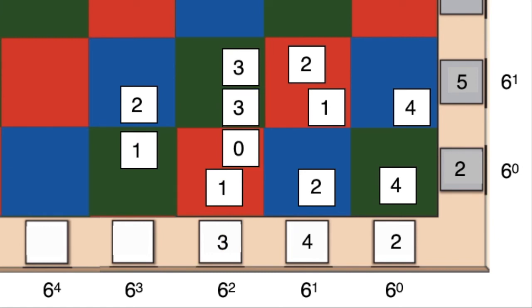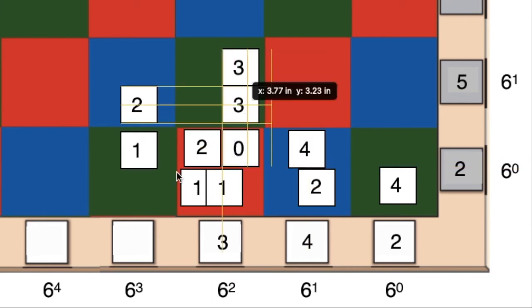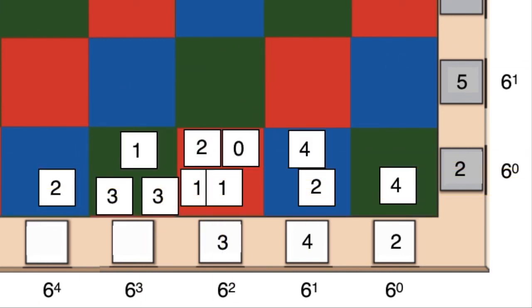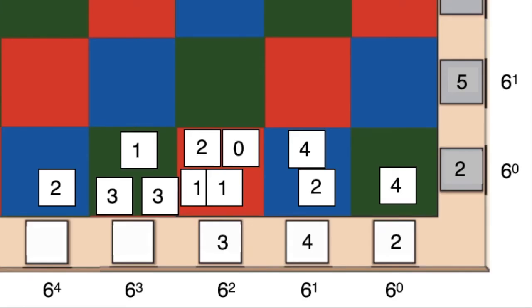Now we'll add according to the hierarchies, so we'll slide all these together and see what we have for each hierarchy in total. For the units, we just have 4. For the 6s, we have 6, which we have to write as 1, 0, so we'll do that now.